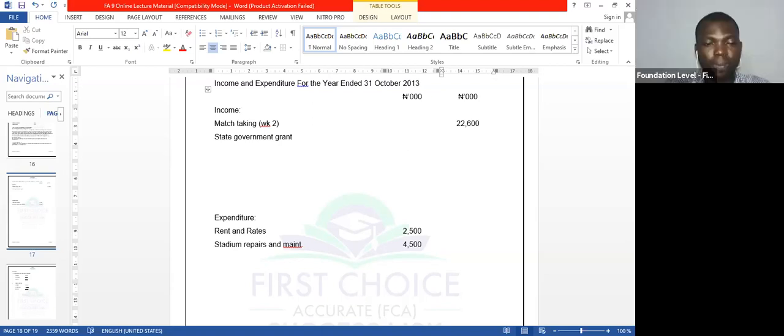So what else do we have? We have the wages and salaries expenses. Wages and salaries was 15,000, no adjustment information on that. Another one we have is payment of match bonus. What do we have there? We have 5,000, and it is an expense.